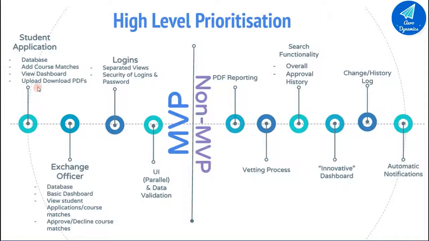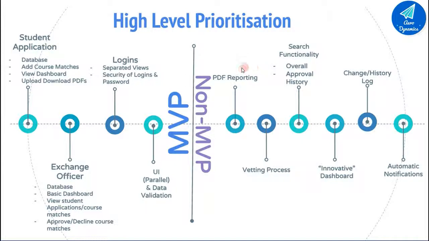We then prioritize the exchange officer side, allowing them to view course matches and then approve and decline them, as well as download PDFs. From then on, our third prioritization was logins to allow a secure view of separate views. Lastly, we then started on our UI and doing data validations in parallel.